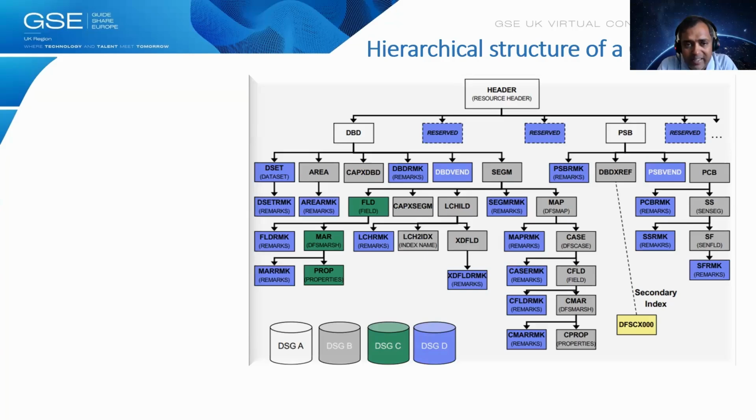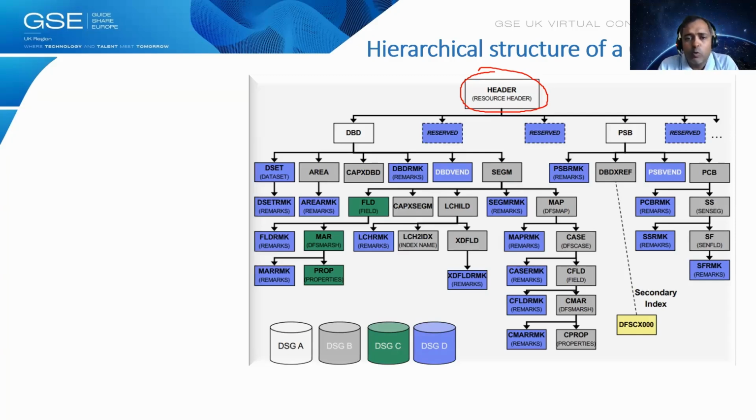It has a resource header at the top. This is the root segment, okay? And this header will be there for each DBD and PSB. So it has its segment, like a DBD and a PSB. This DBD segment, that is this database definition segment, has as its children all the attributes which define this DBD, and this PSB segment has as its children all the attributes which define this PSB.